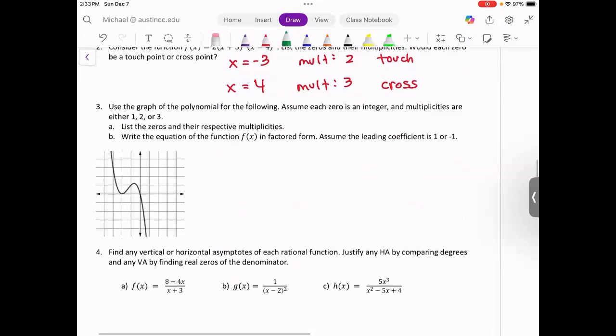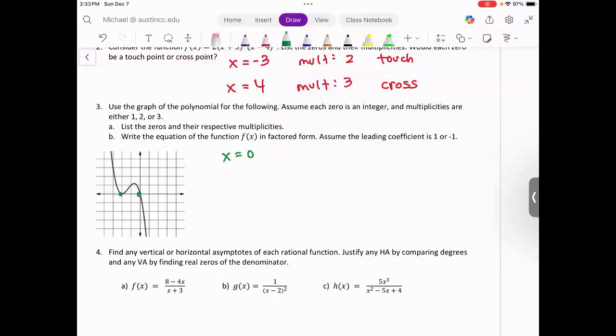We can do the same thing, but with a graph. And we're going to assume each zero is an integer, and multiplicities are either 1, 2, or 3. So we'll write our zeros and multiplicities, and then we'll find that function. So we have a zero here and here. So one of our zeros is at x equals 0. It's a cross point, so we know it's either going to be a multiplicity of 1 or 3.